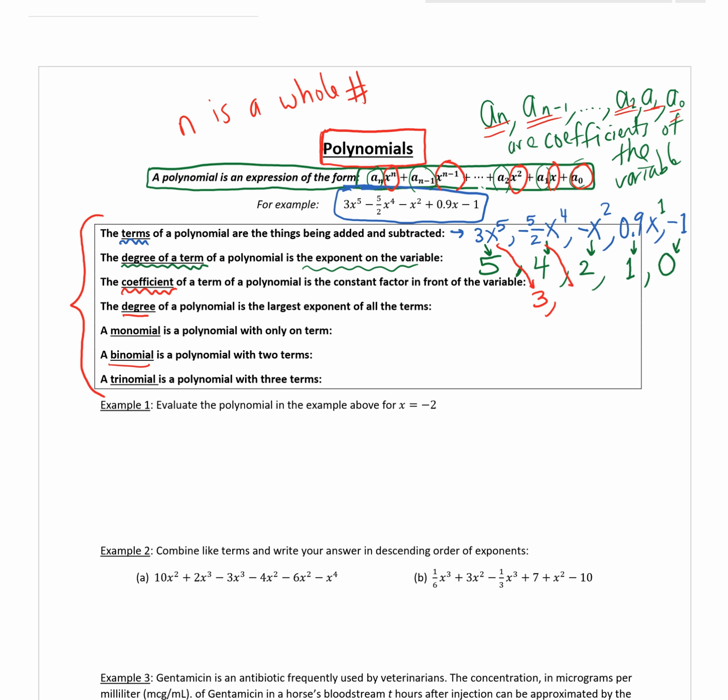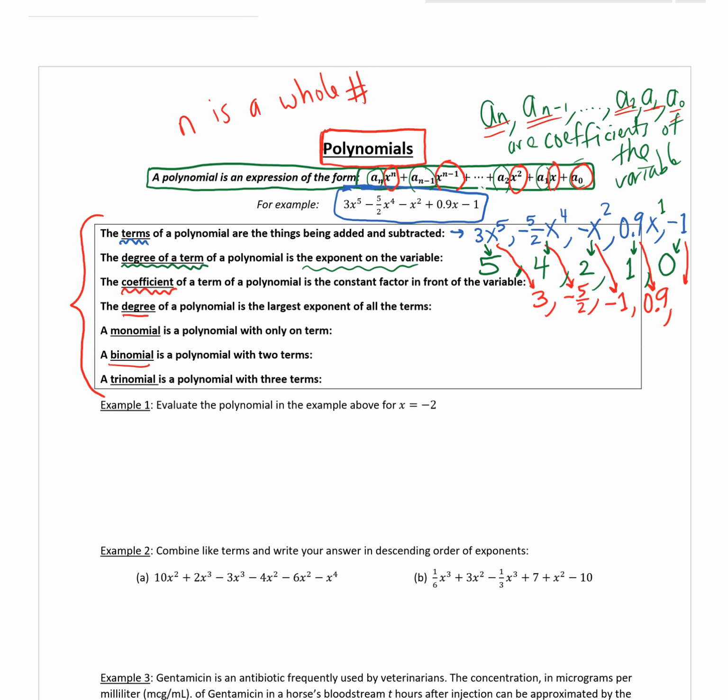For the second term, you've got negative 5 halves x to the 4th. Its coefficient is negative 5 halves because that's what's in front of x. The third term, negative x squared, its coefficient would be negative 1 because it's a negative, and also since you don't see a visible coefficient, it's automatically a 1. The second to the last term here, the coefficient is 0.9 because that's the number in front of x.